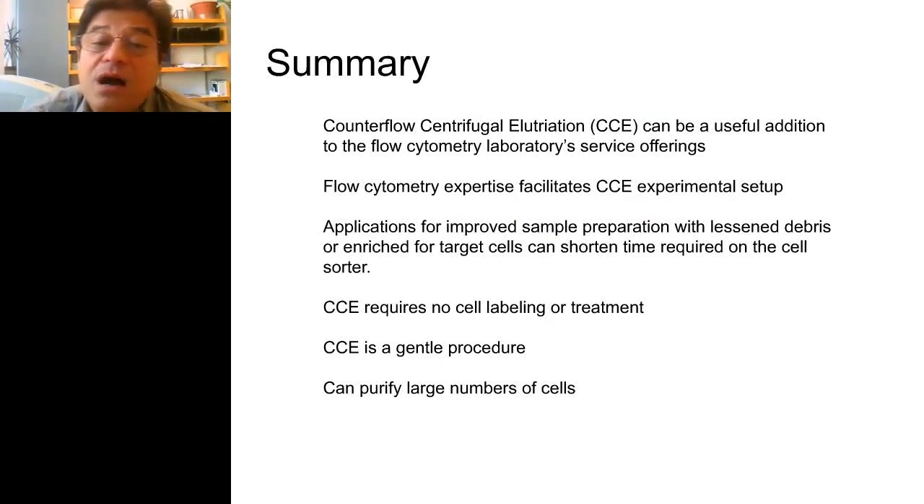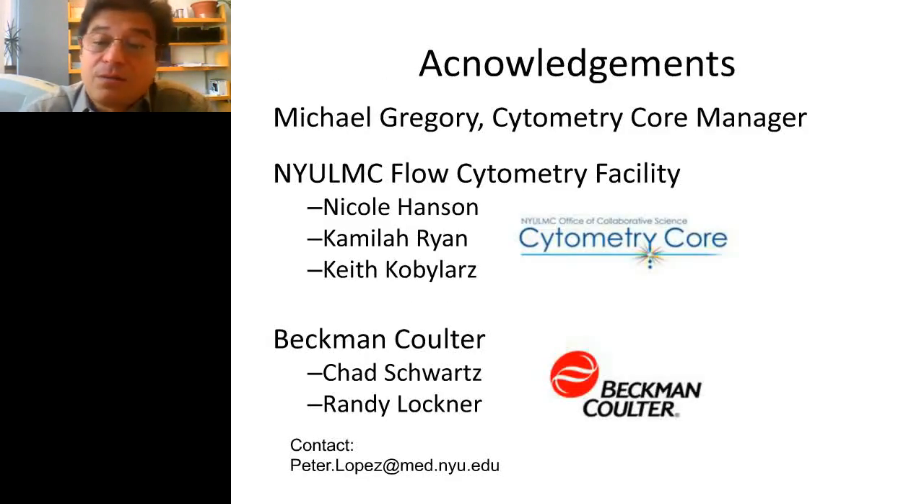So as a summary, we pointed out a couple of things here: that elutriation can be a useful addition to a flow cytometry laboratory and can become one of the services that the flow cytometry lab offers. That's a great place for this technology to land because the core facility has the expertise. We see applications in addition to the established applications of synchronization of cells or removing cell populations from a heterogeneous mixture. We see this elimination of debris as another benefit that we're utilizing in our lab, and of course the benefits that we had pointed out earlier: that it requires no labeling or treatment, is a gentle procedure, and we can purify large numbers of cells. So in summary, that's where we're at right now in my laboratory, and we're pursuing this further.